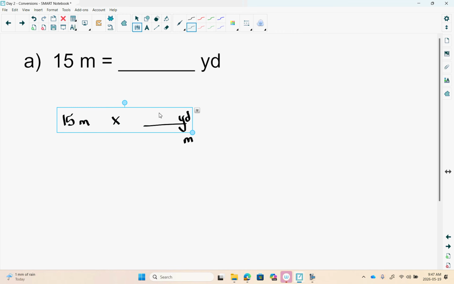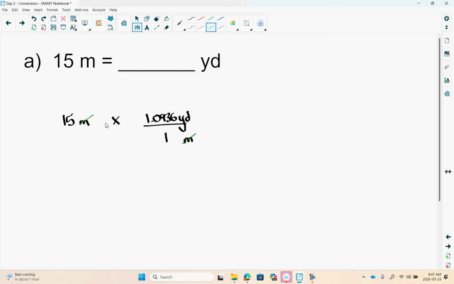So the question is, do I put the 1 on top and the 1.0936 on the bottom? Or do I flip it? Flip it. Look at the 1.0936, it goes beside the yard, and the 1 goes beside the meter. What happens to the meters? They would cancel, and now I just have to multiply this out.